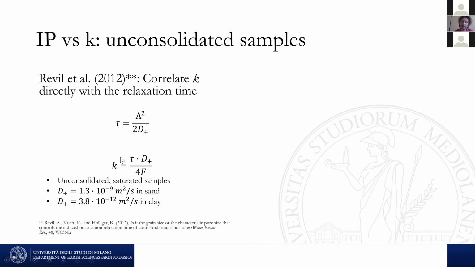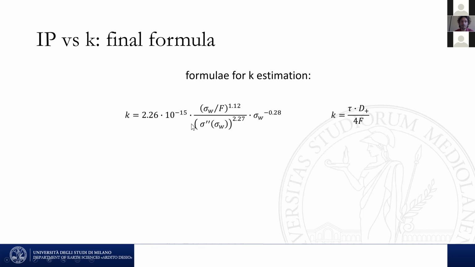So we link here electrical properties to hydrogeological properties that can be used directly, for instance, for modeling flow, for modeling transport in our aquifers. So the idea in the results I'm going to show you in the next slides is to put these two approaches together. So say that the permeability derived by the imaginary conductivity and the permeability derived by the relaxation time, they should be the same.